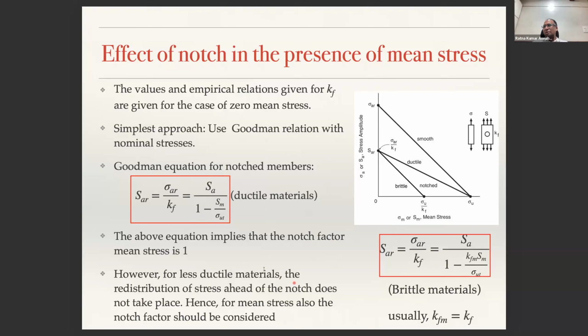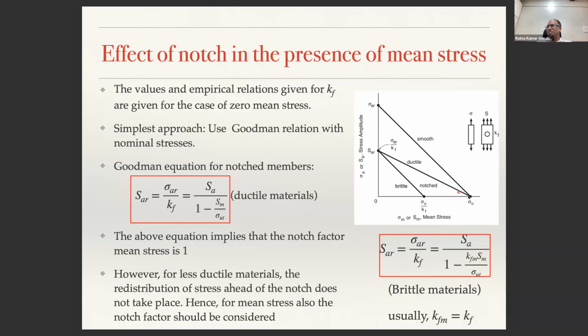However, for less ductile materials, if you have a brittle material, there will not be any redistribution of stress ahead of the crack tip, and hence the mean stress also should take into account the notch factor. That is why if you are dealing with a brittle material, you have to apply the effect of Kf to both the mean stress as well as the alternating stress. Okay? But the fatigue stress concentration factor for mean stress and alternating stress are usually the same. You will take them to be equal unless it is mentioned in a particular problem.